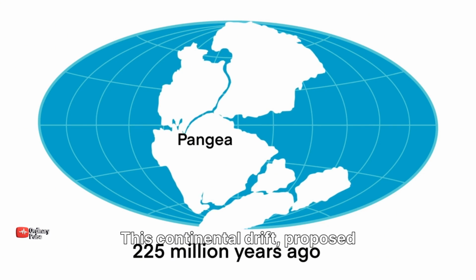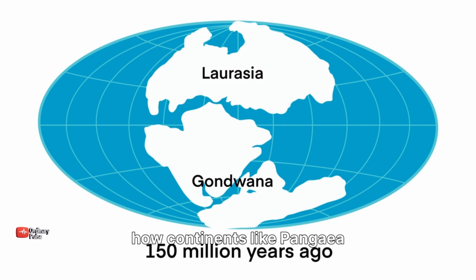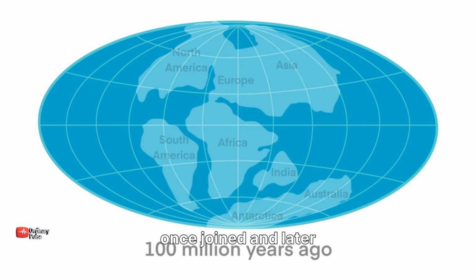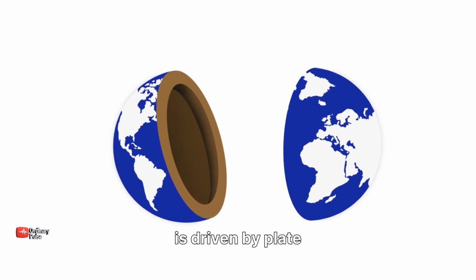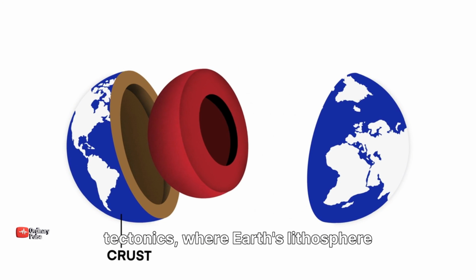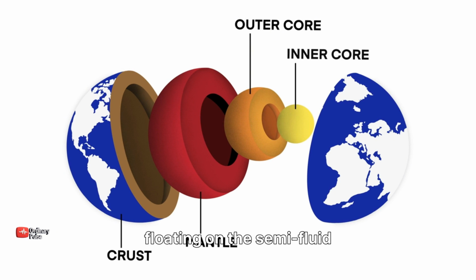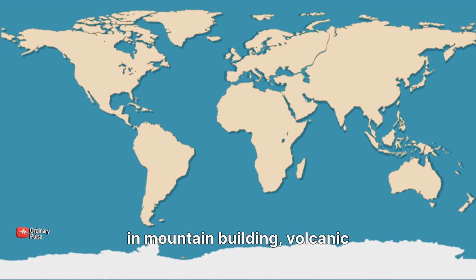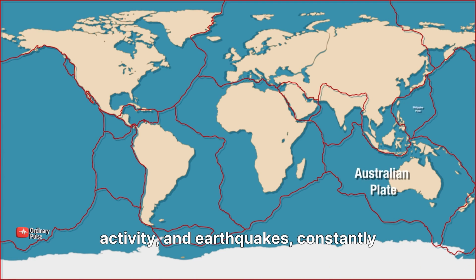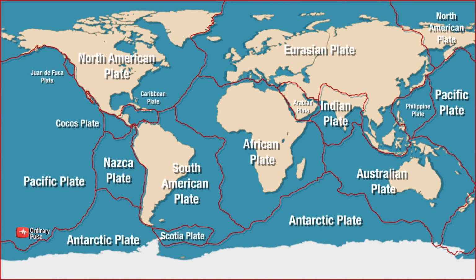This continental drift, proposed by Alfred Wegener, explains how continents like Pangaea once joined and later fragmented. The movement of continents is driven by plate tectonics, where Earth's lithosphere is divided into plates floating on the semi-fluid mantle. These plate collisions result in mountain building, volcanic activity, and earthquakes, constantly reshaping our planet.